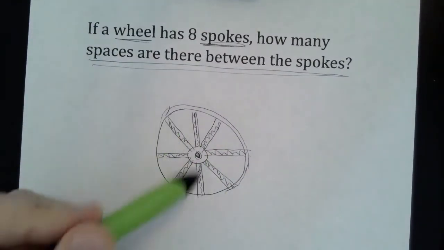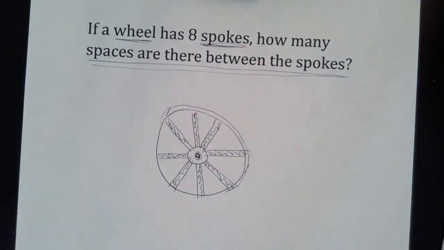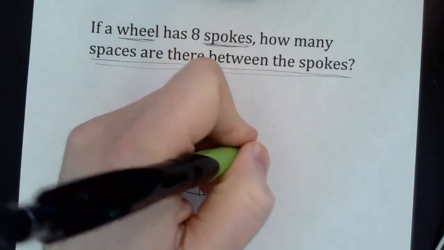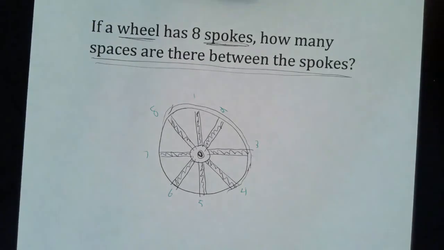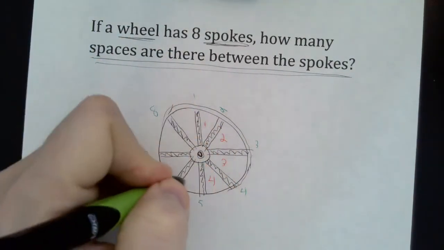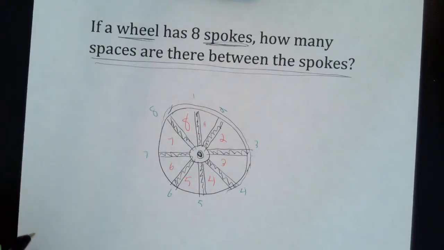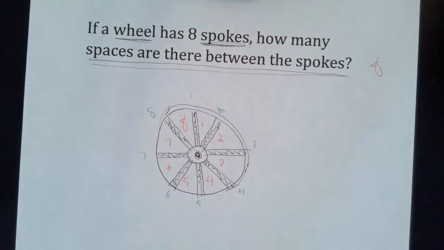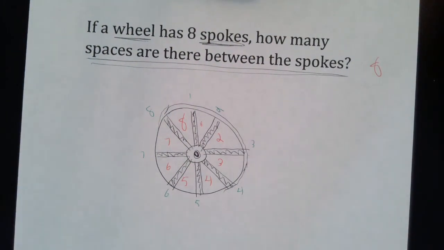I've got my wheel, I've got my 8 spokes, so now I just need to count. I suppose first I should double check. 1, 2, 3, 4, 5, 6, 7, 8 spokes. And then I've got 1, 2, 3, 4, 5, 6, 7, 8 spaces in between them. So we did step 3, we carried out our plan, we solved the problem, and we got 8.